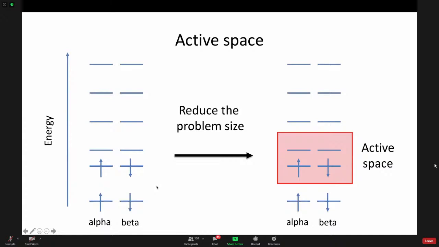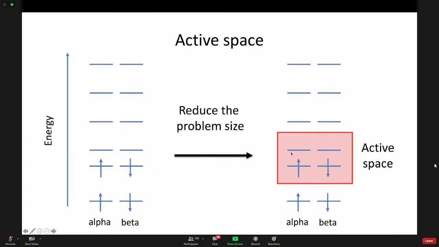And for an active space, well, we reduce the active space. What that means is, for instance, this is the full system. But in the chemistry, the electrons which are unstable, and these orbitals which are stable compared to these orbitals, play a key role in the chemical reaction. So we can reduce the problem size by including only the important part.